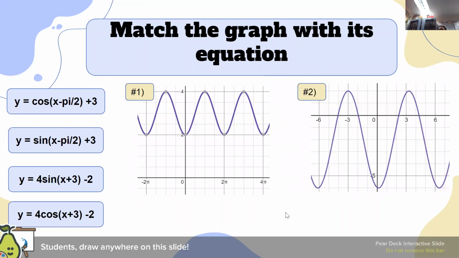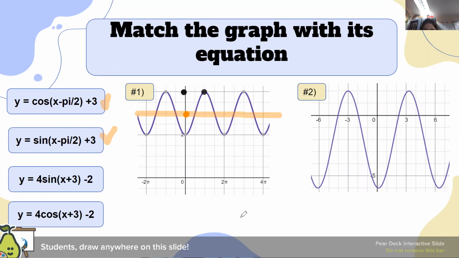All right, last one, match the graph with its equation. Let's take a look-see here. Find our midline. The midline of this graph is right here, at 3. So we're working with either of these 2 equations. Now, there's nothing starting here at 0, but there is a graph that's starting up, right? And if a graph is starting up, it's cosine.